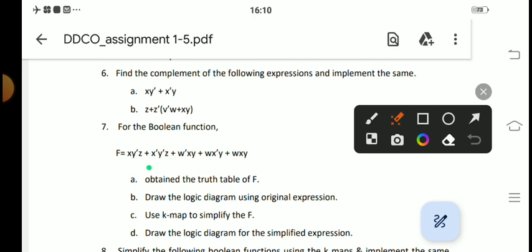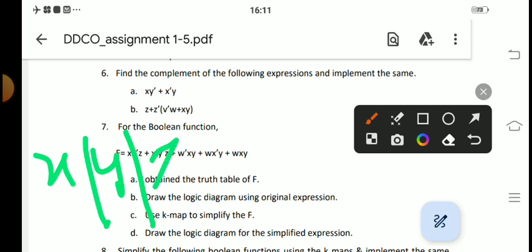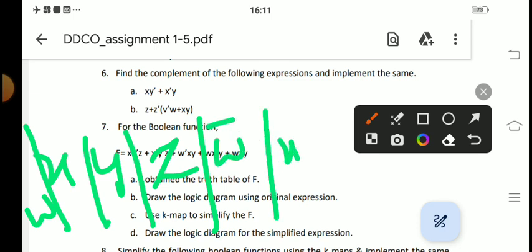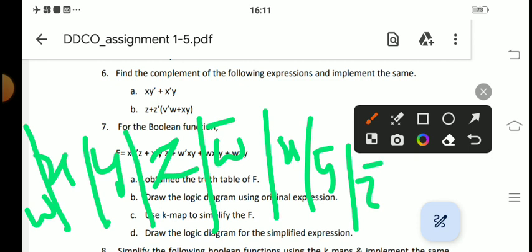X, Y, Z, here W is there. So how many variables? 4 variables are there. So while writing a truth table, what you have to do is first write the variables X, next Y, Z, we missed W, so write W here. Next column must be W bar, X bar, Y bar, Z bar. Next your column must be the first term of the expression. What is it? X, Y bar, Z, sorry, X, Y bar, Z.